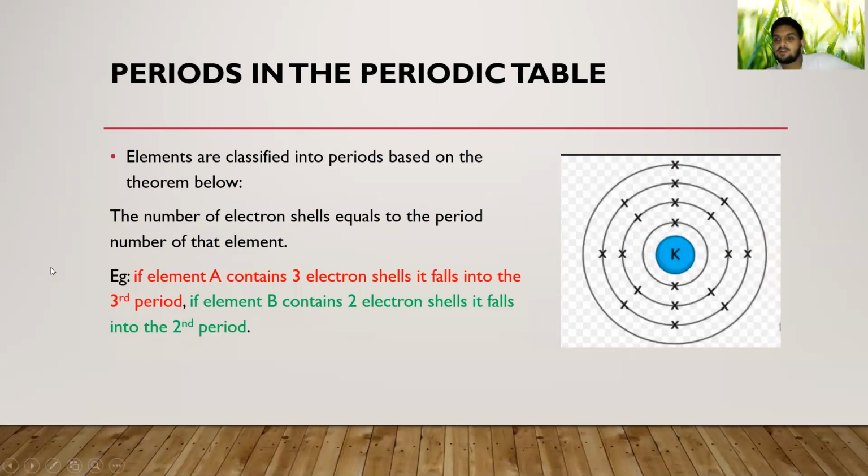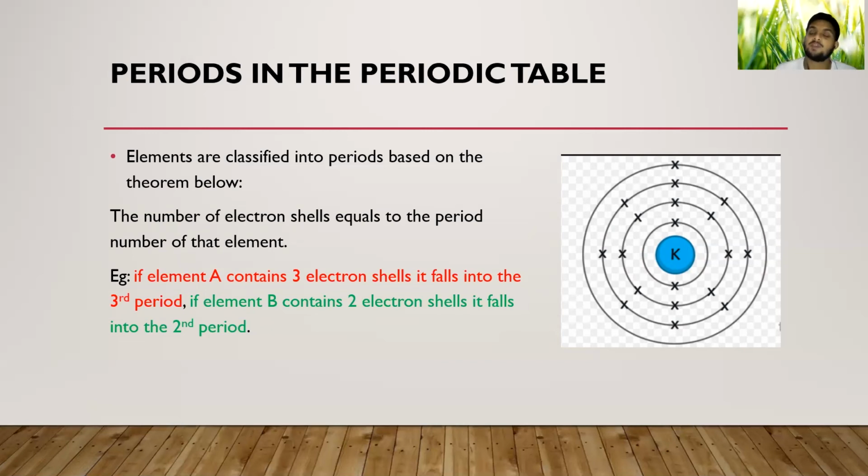So we know about groups, similarly, we'll talk about these periods also. So how are these elements classified into periods? That's also we need to know. There's also a small theorem. We'll learn about the theorem. The theorem says the number of electron shells equals to the period number of that element.